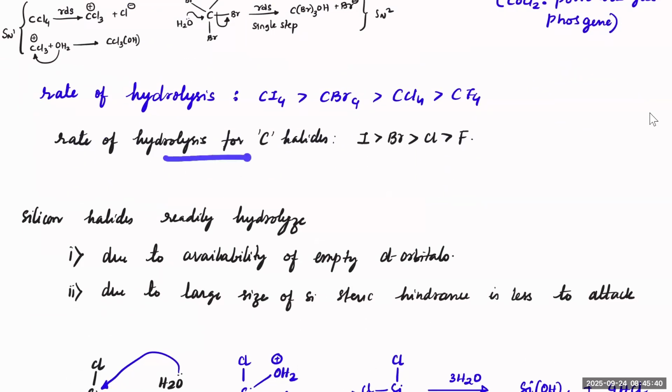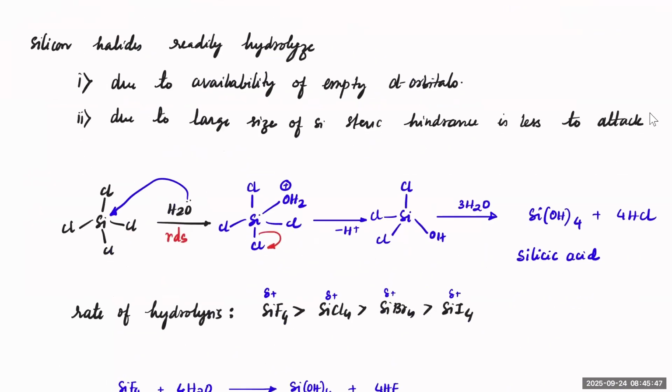The rate of hydrolysis for carbon halides will be in the order iodine, bromine, chlorine, and fluorine. This is the order in which it will go. Now notice that silicon halides readily hydrolyze. This is due to the availability of empty d orbitals and due to the large size of silicon, so steric hindrance to attack is less.